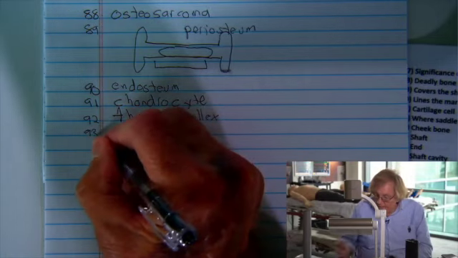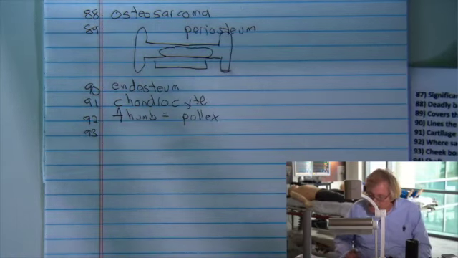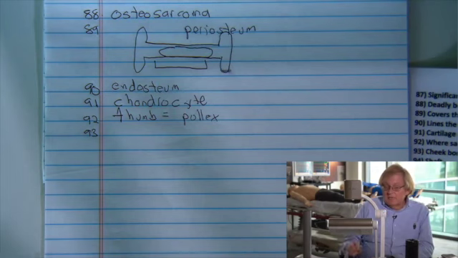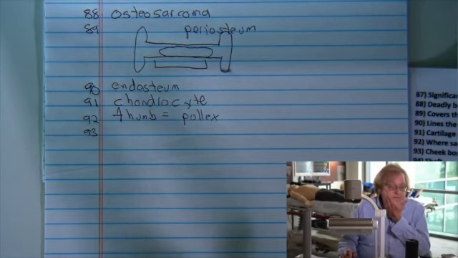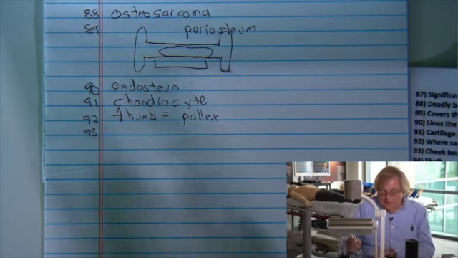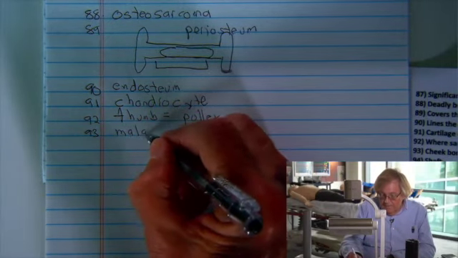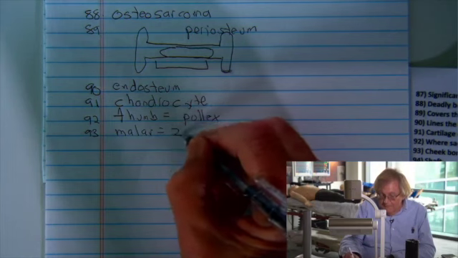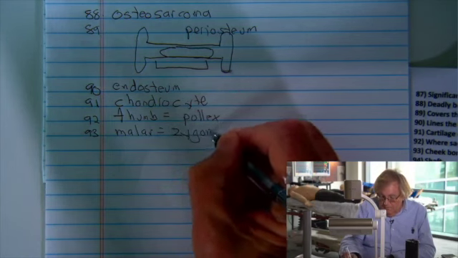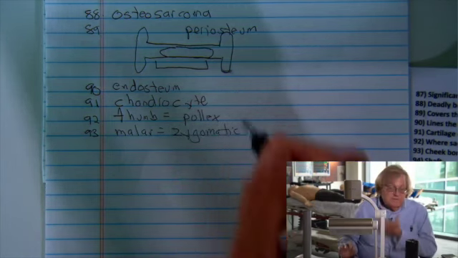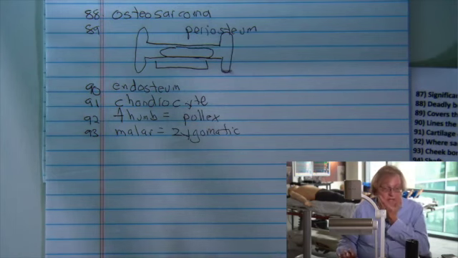93 says the cheekbone. Cheekbone's got a couple different names. You look and say, this is my cheek. Well, my cheek is called my malar bone, but it's also called the zygomatic bone. And sometimes this is called the zygoma or the zygoma region.